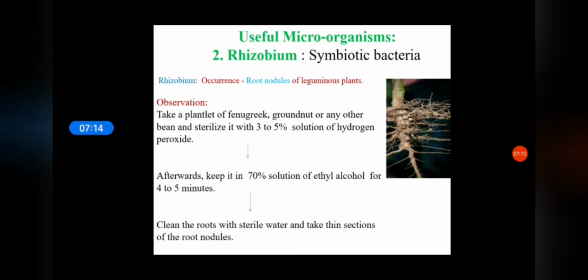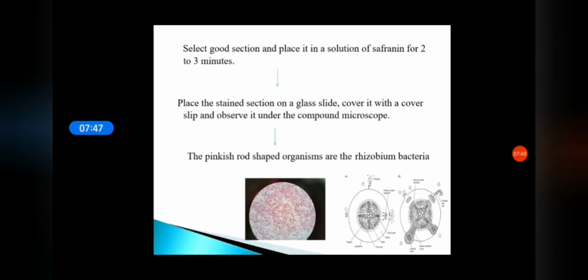One can observe rhizobium by using the following steps. First, take a plantlet of fenugreek, groundnut or any other bean and sterilize it with a 3 to 5% solution of hydrogen peroxide. Afterwards, keep it in a 70% solution of ethyl alcohol for 4 to 5 minutes. Then clean the roots with sterile water and take thin sections of the root nodules. After this, select a good section and place it in a solution of safranin for 2 to 3 minutes.